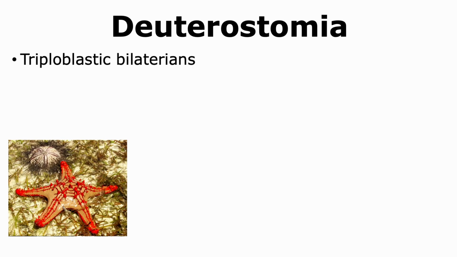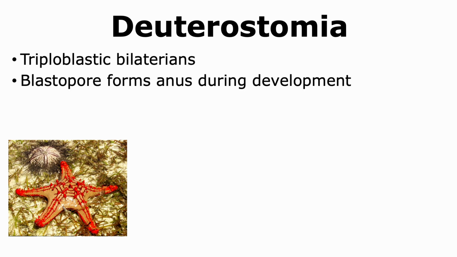The third clade that comes under Bilateria is Deuterostomia. All animals present in the clade of Deuterostomia are triploblasts, and hence they give rise to 3 germ layers during their development. During early development, when a blastopore is formed, this blastopore develops into the anus, and hence these organisms are called deuterostomes.